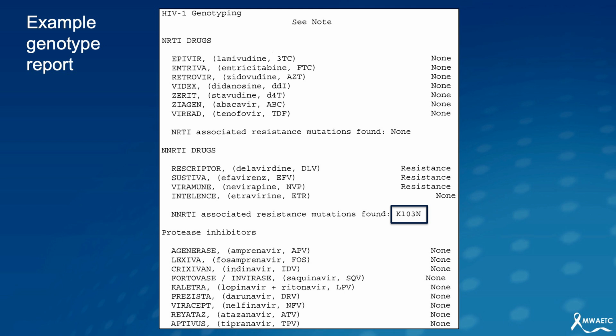Now, some reports will also have a part at the bottom where they show polymorphisms or non-significant mutations or other mutations not associated with resistance. And we don't tend to consider those or think they are clinically significant. But if you ever have a question about those, you can put them into the Stanford databases I'll show you to see if they have any effect.